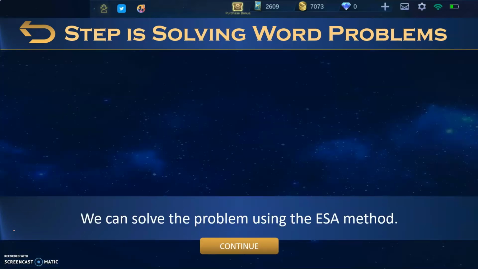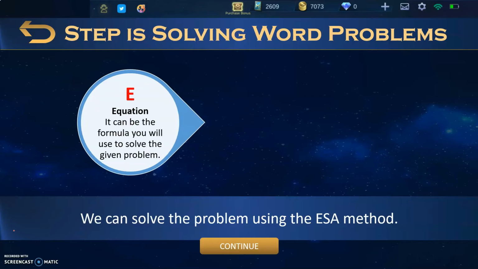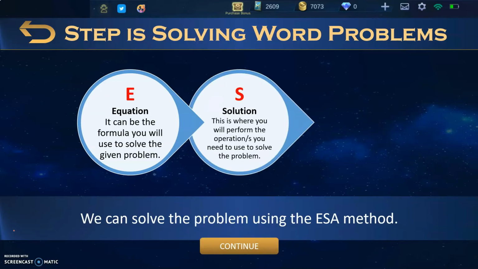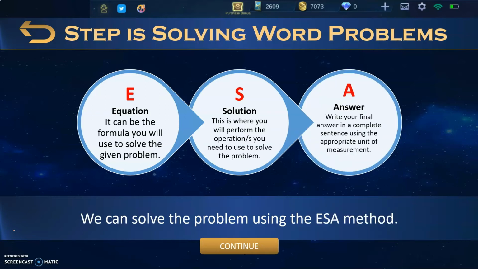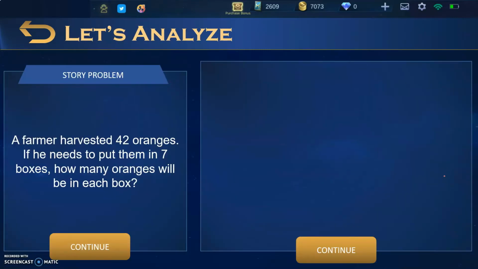And also, we can solve the problem using the ESA method. ESA stands for E for equation. It can be the formula you will use to solve the given problem. Then, S for solution. This is where you will perform the operation or operations you need to use to solve the problem. Then lastly, answer. Write your final answer in a complete sentence using the appropriate unit of measurement. Okay? And that is ESA. Now, let's go back to our story problem.